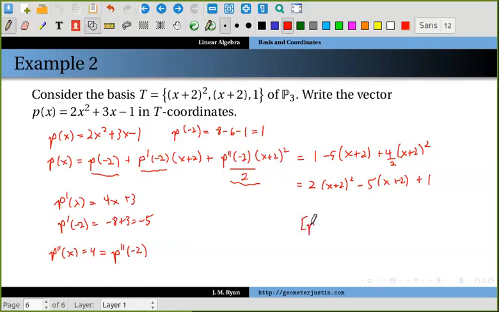Therefore, our T coordinates for this vector, which is a polynomial in P3, are going to be, in the order of the ordered basis, 2, -5, 1. That's an example of writing a polynomial as a vertical vector in its coordinates.